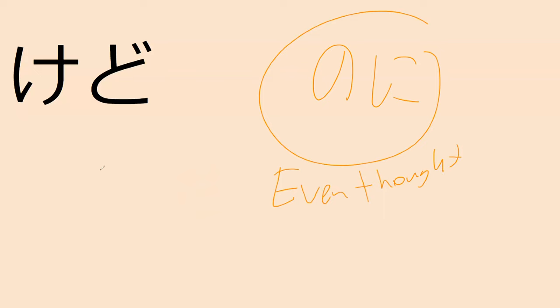It does not mean but. They're kind of different words. They're similar areas in our brain, but you use them in very different ways. So keredo is kind of like a conjunction between sentences to bring up a new subject almost. So you'd be like, I want to go to the park, but I have something to do.